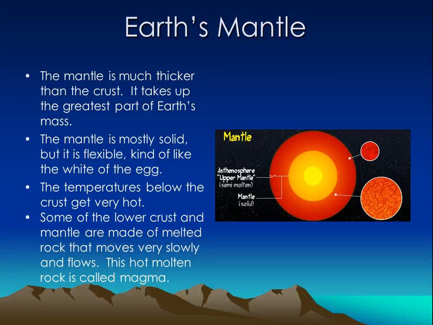The temperature below the crust can be very, very hot. Some of the lower crust and mantle are made of melted rock that moves very slowly and flows. This hot molten rock is called magma, and we'll learn what happens to that magma over time later this quest.